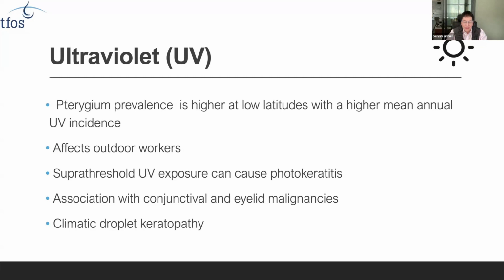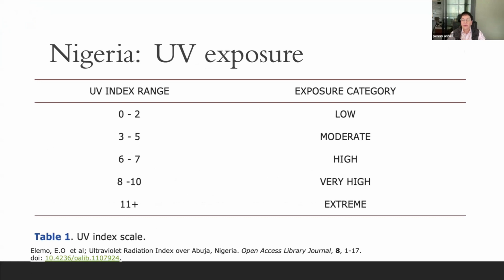Anyway, surfers like to spend a lot of time out there, and they are prone, no matter what ethnicity, what age, to getting pterygium. We talked about ultraviolet acute exposure and photokeratitis, quite painful, but usually resolves over a few days. And then malignancies themselves on the ocular surface may be associated with ultraviolet, and also a process called climatic droplet keratopathy.